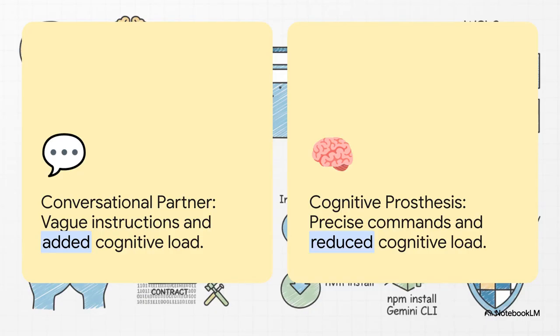And this slide really nails the difference. On one hand, you've got the conversational partner. You know, the kind of AI that actually adds to your mental workload because you're busy trying to translate your complex thoughts into some clunky English prompt. But on the other side, that's the goal, a cognitive prosthesis. It's a tool that works like a true extension of your own mind. You don't chat with it, you direct it with sharp, precise commands. It's not a conversation, it's a connection.